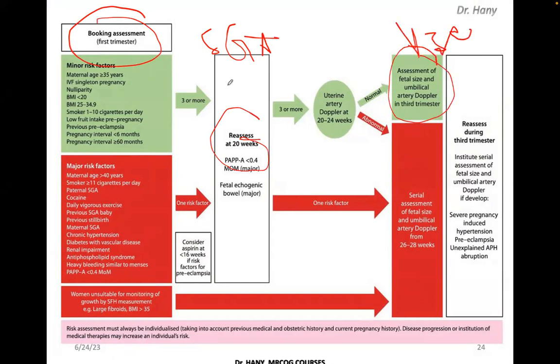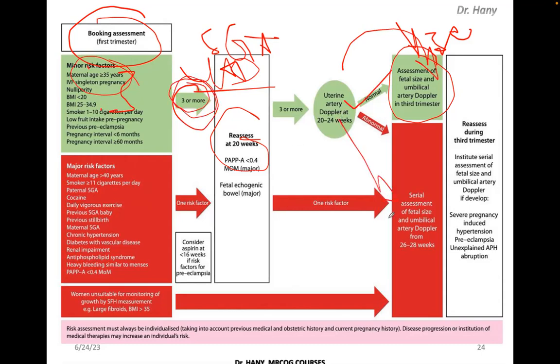Three steps to remember. At booking, I will score risk factors. 3 minors means uterine artery Doppler. Why uterine artery Doppler? I will assess the blood supply to the uterus. Is it normal? I will repeat the assessment in the third trimester. Why? Because the woman has 3 risk factors for small for gestational age. Abnormal, I will go for serial ultrasound assessment from 28 weeks. Most of the trusts do it from 28 weeks, not from 26. Doppler only, uterine artery Doppler from 20 to 24 weeks. One measure, I will go directly for the serial assessment.